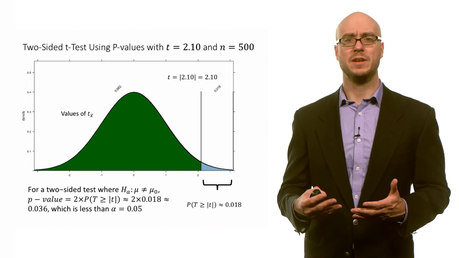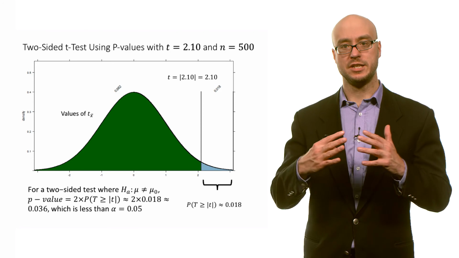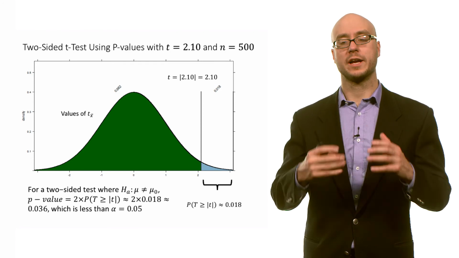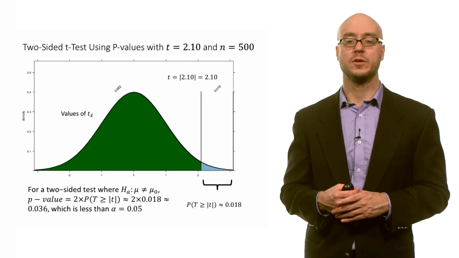Now, what would happen if we had a sample size of 500, but we had the same test statistic? In this case, the probability of obtaining a more extreme test statistic is, in fact, 0.036. This just reflects the fact that with a larger sample size, the t-distribution is more and more like a normal distribution. And so our probability values are going to look more and more like those from a normal distribution.